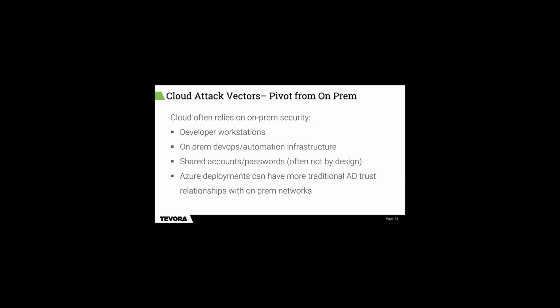Typically, this will be developers. Maybe they need to work on an application or a database that's in the cloud environment. Those are things that, when someone compromises the on-prem network, they can easily identify with tools like BloodHound or just by doing LDAP queries and seeing what groups users belong to.